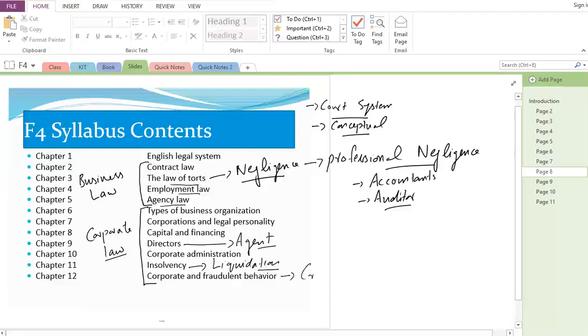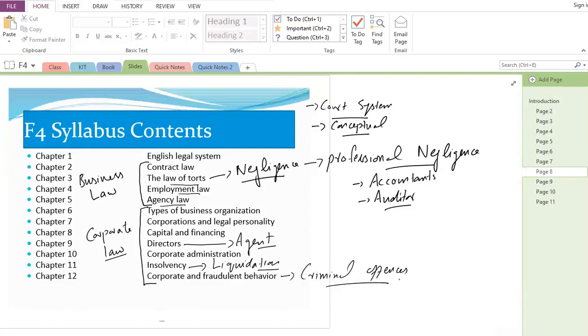We are going to study all the criminal offenses here, the crimes in which an auditor or accountant can be involved. So which crimes are there in which an auditor or accountant can be involved, like money laundering, like bribery, like fraudulent behavior, like wrongful trading, fraudulent trading, or we can say stock market abuse. So all these are very important criminal offenses, and there are a lot of heavy penalties involved in it.